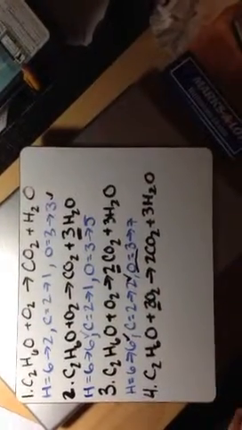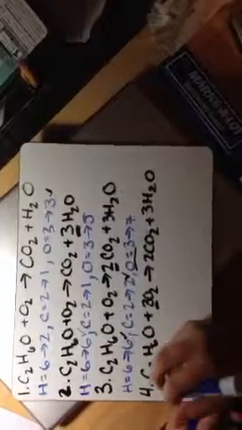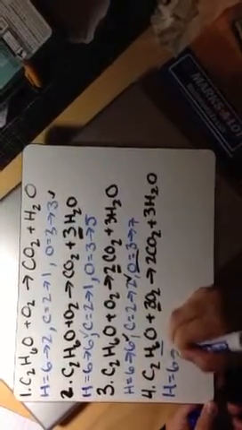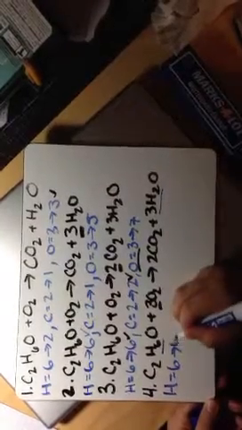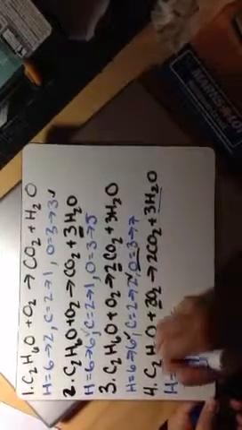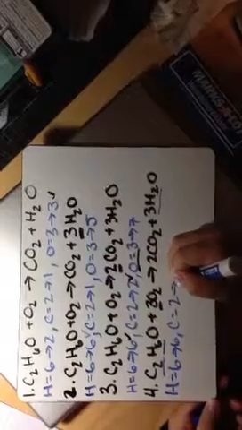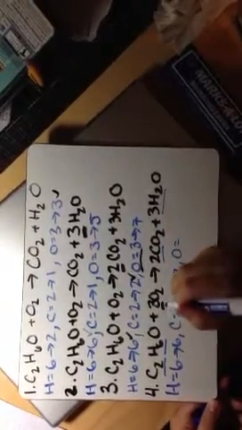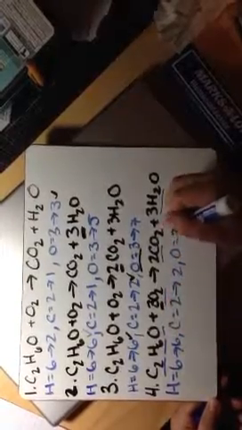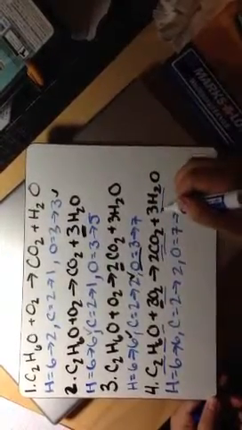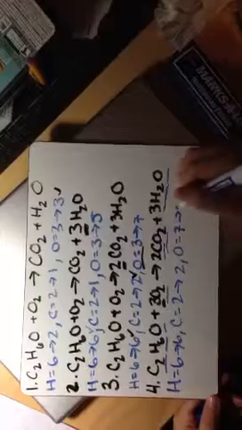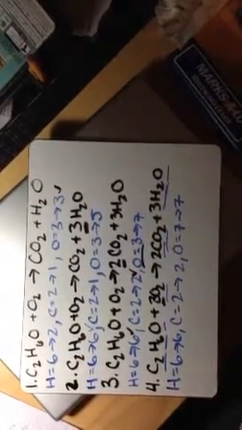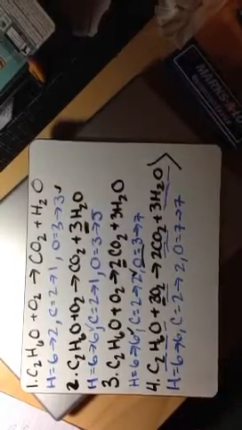So let's make sure that we've balanced the equation. For H, we've got 6 creating 6. For carbon, we've got 2 creating 2. And for oxygen, we've got 7 creating 4 plus 3 is 7. So we have our final equation for that.